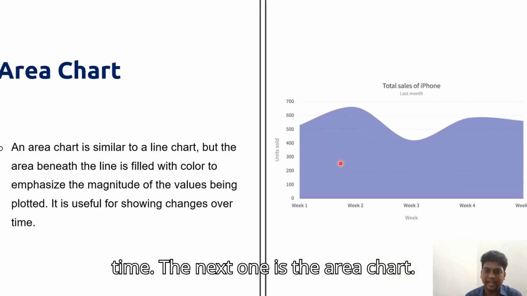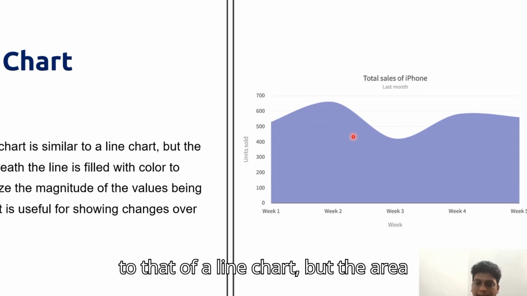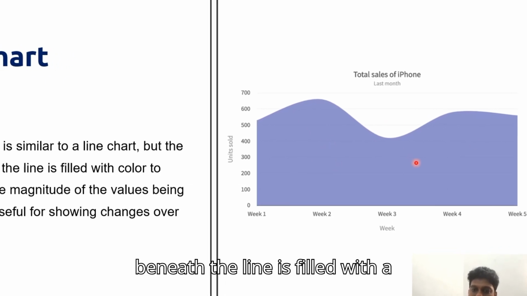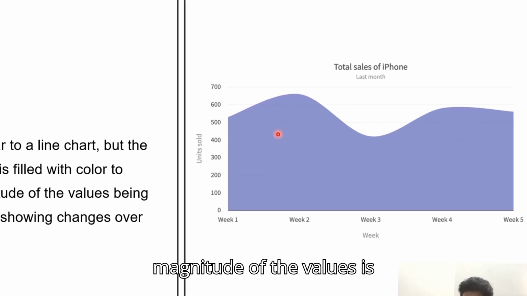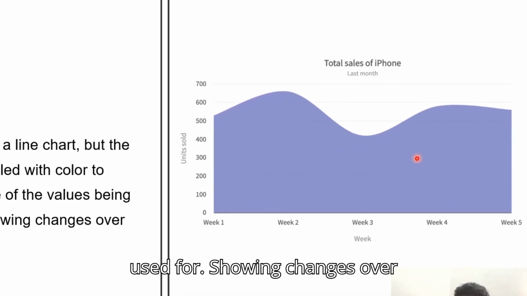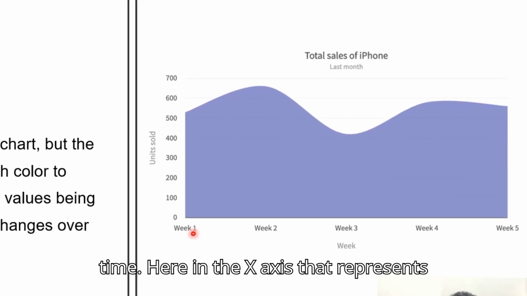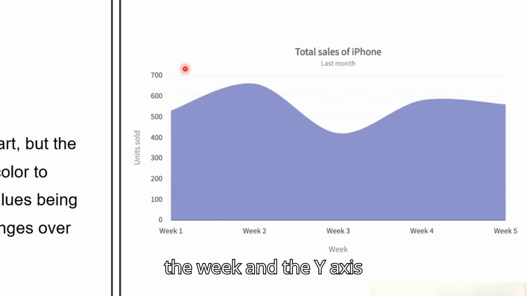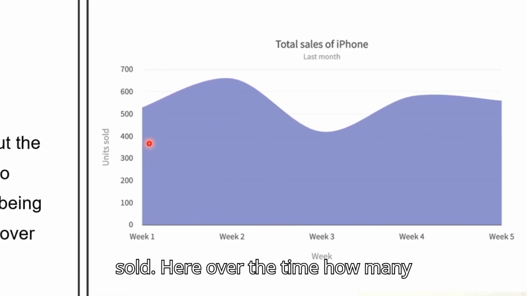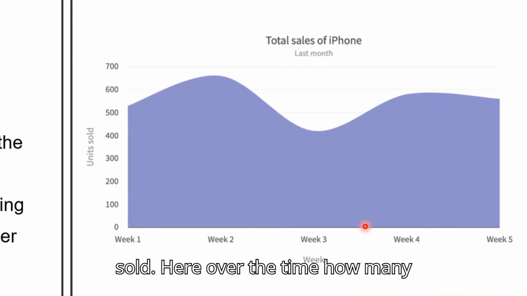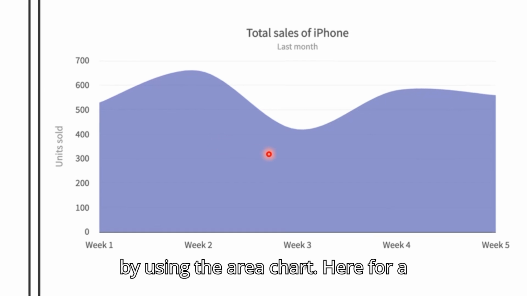The next one is the area chart. This area chart is similar to a line chart, but the area beneath the line is filled with a particular color to determine the magnitude of the values. It is used for showing changes over time. Here the x-axis represents the week and the y-axis can be denoted by the units sold. Over time, how many units are sold can be determined by using the area chart.